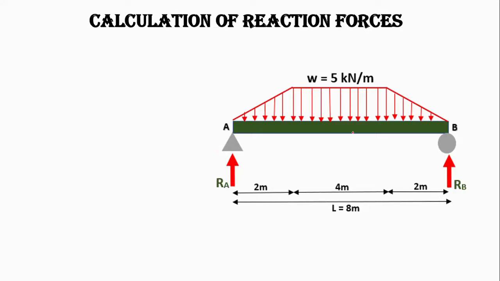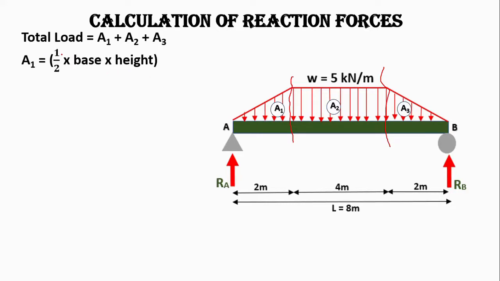Here you can see we have a beam with trapezoidal load. We will divide this beam into different sections to calculate the area, and with the help of area we will calculate the total load acting on the beam. So let's start the calculation of total load. We will calculate these three shapes and at the end we will add them to get the total load. A1 will be the triangle and the area of triangle is 1/2 base into height. Here the base is 2 meter and height is 5 kilonewton per meter. So A1 will be 5 kilonewtons.